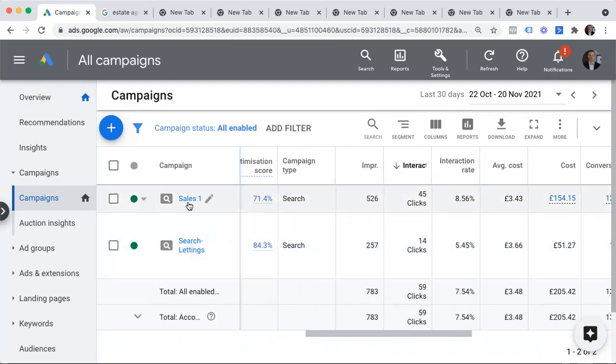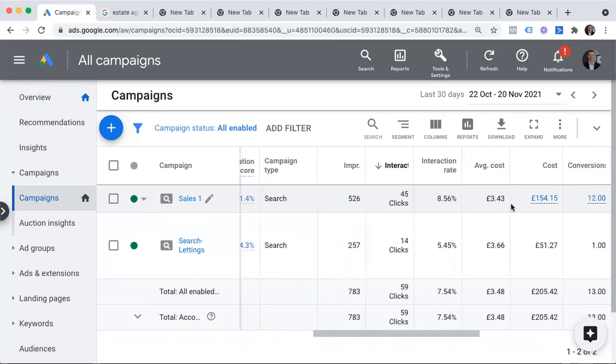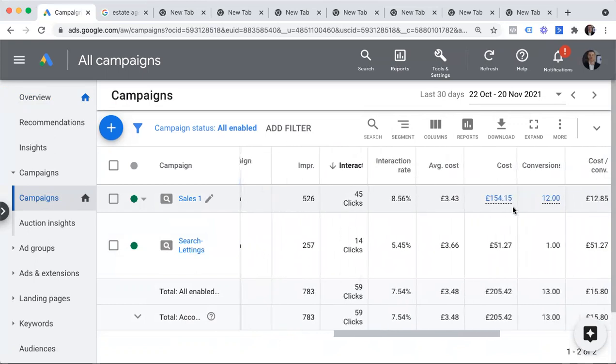Now, these KPIs here, these are the impressions, so it goes a little bit deep. On the local sales side, we've had 526 impressions. That means there's 526 searches. We had 45 clicks of that. And then we've had a click-through rate of 8.56 on that particular ad. It's cost us just over £3, so £3.43. This is the last 30 days, by the way.